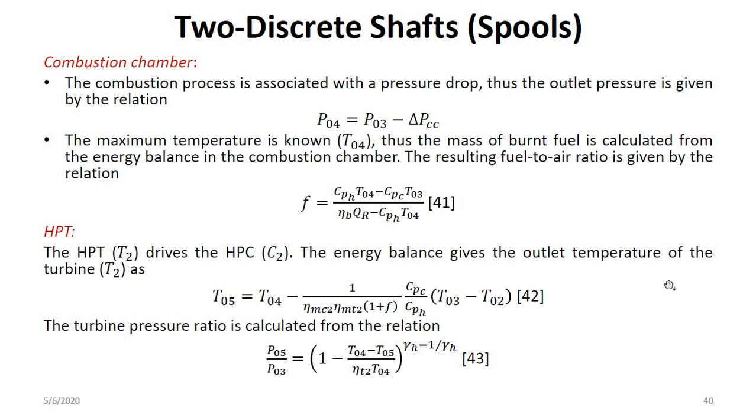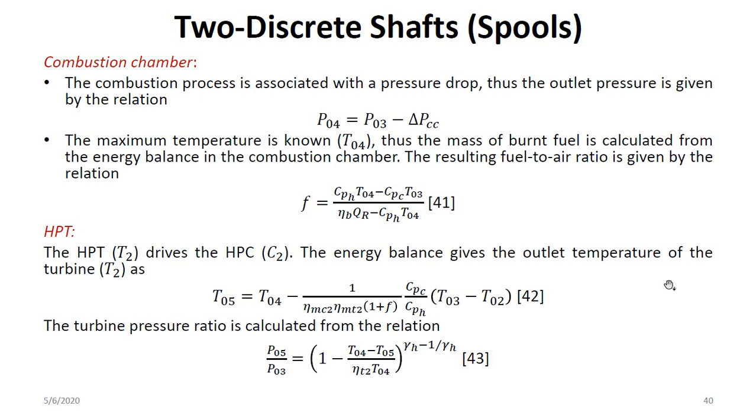MT2 is the mechanical efficiency of the second turbine. So please do not get confused what this stands for. So MT2, that's the mechanical efficiency of the second turbine. MC2 is the mechanical efficiency of the second compressor. And everything else is pretty much the same and it's easy to follow.